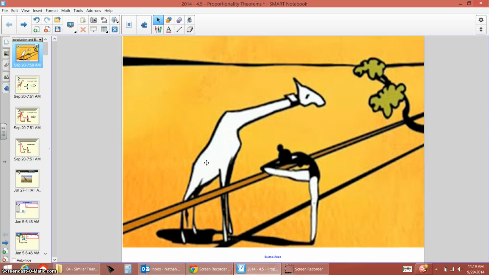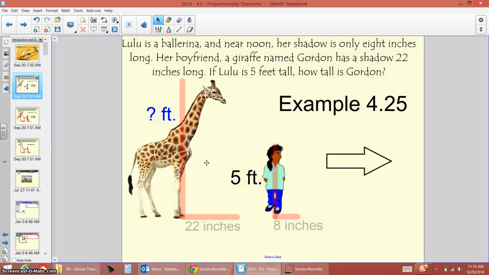So today we're going to talk about how similar triangles and proportions help us in real life. All right, so get your mind away from similar triangles, and now we're just looking at specific examples of how these can work to our advantage. If I have the height of a giraffe and the height of a person, and the shadow lengths, I can find the height of the giraffe.